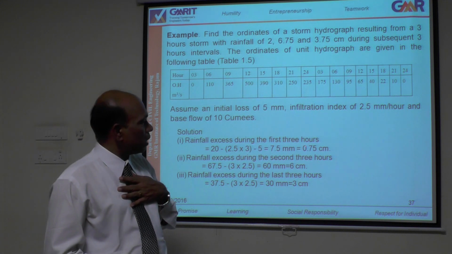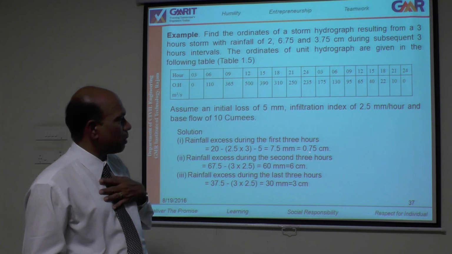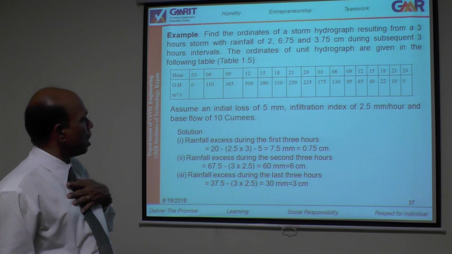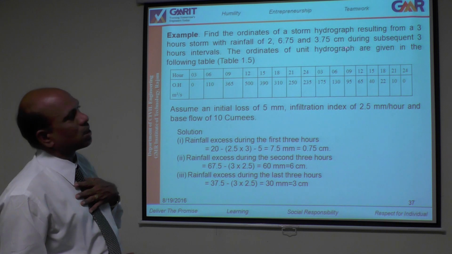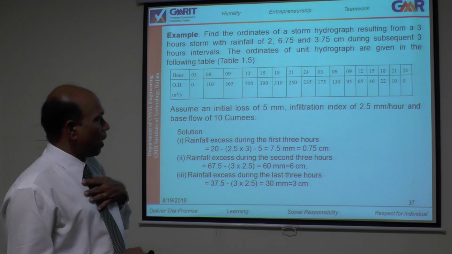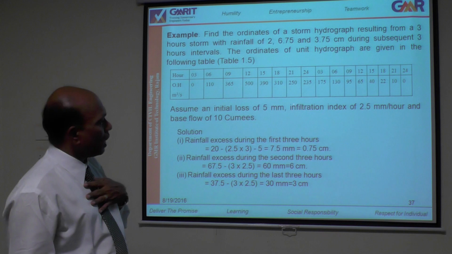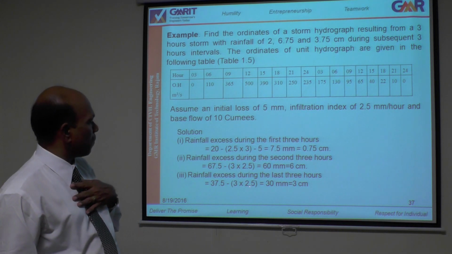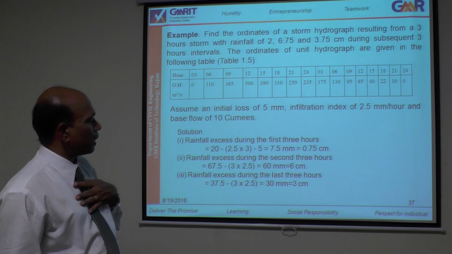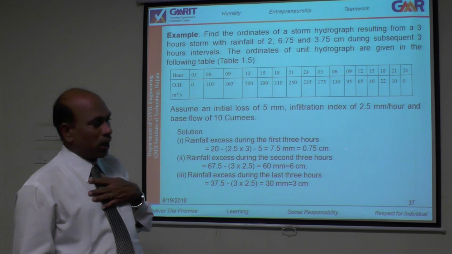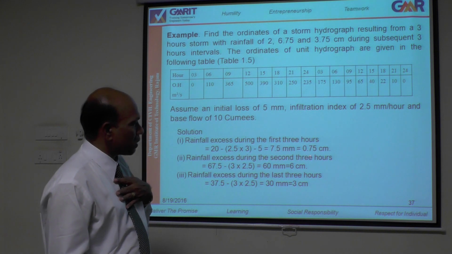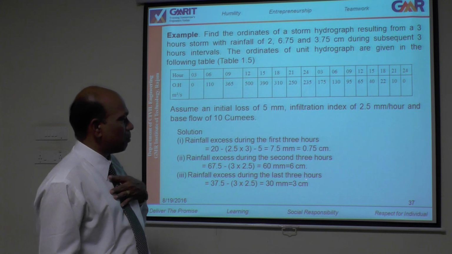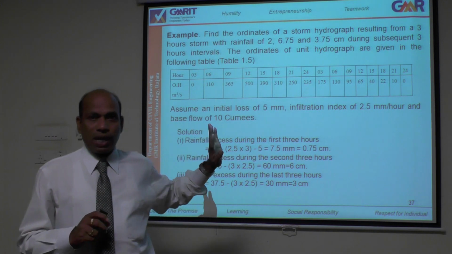For the first 3 hours of rainfall, we have 0.75 centimeters of rainfall excess. For the second, 6 centimeters of rainfall excess. Like that, for the last 3 hours, 3.75 centimeters of rainfall depth. Here also we deduct only the infiltration losses, 2.5 into 3, that is 7.5. We have 30 mm of rainfall, 3 centimeters of rainfall excess. So the first 3 hours give 0.75 centimeters, then 6 centimeters, then 3 centimeters of rainfall excess.